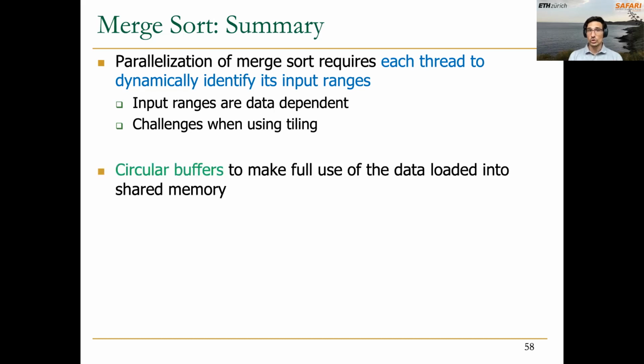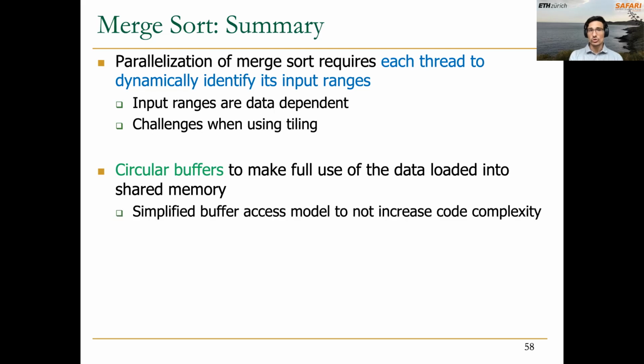That's why we propose the use of circular buffers, even though it's a more sophisticated data structure, and as you have seen, it implies more complex calculation of the indices to access data from the shared memory. However, we can use a simplified buffer access model to not increase the code complexity that much.